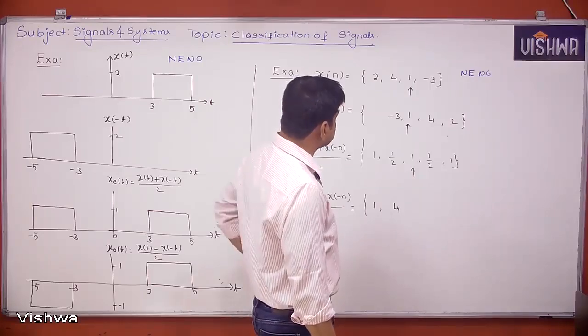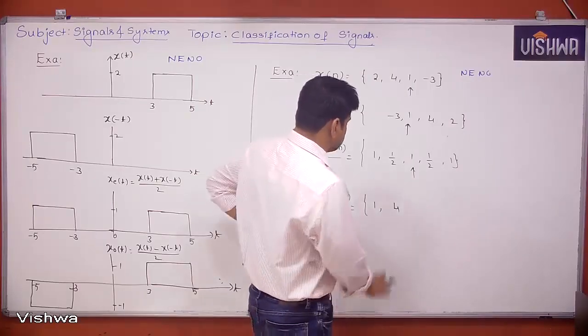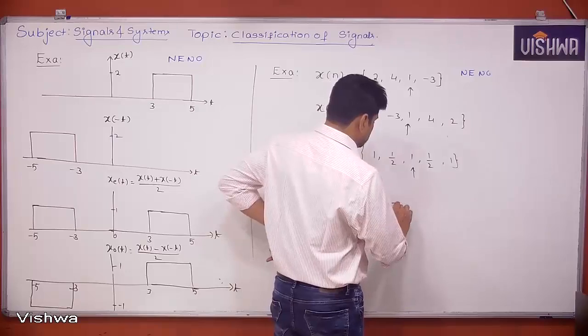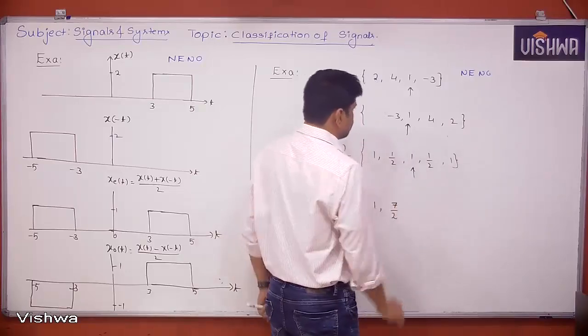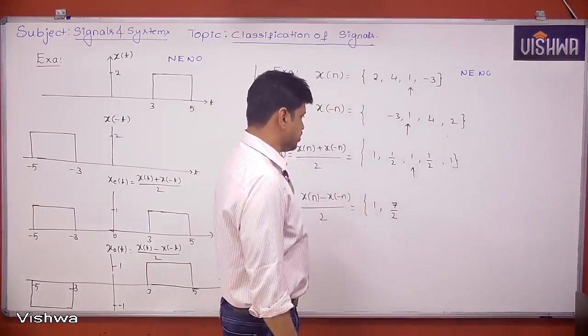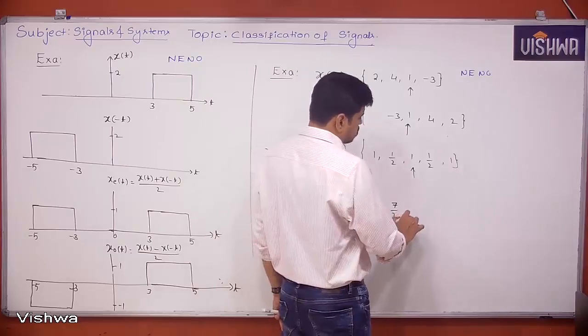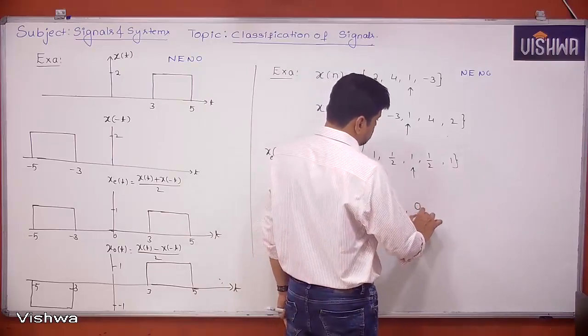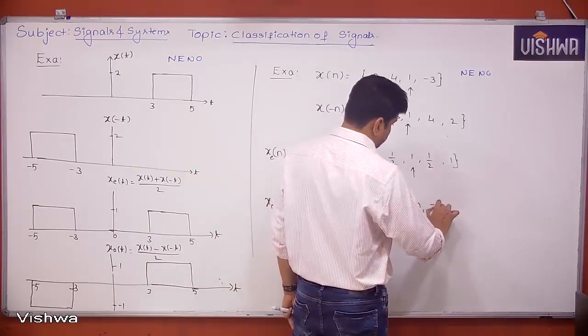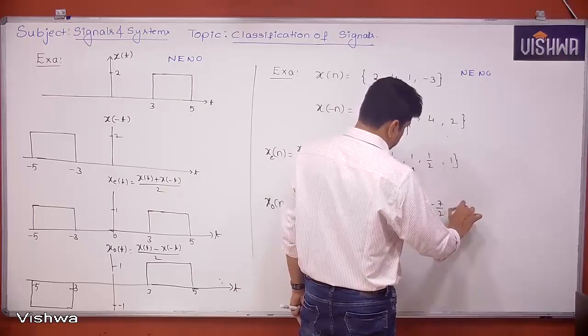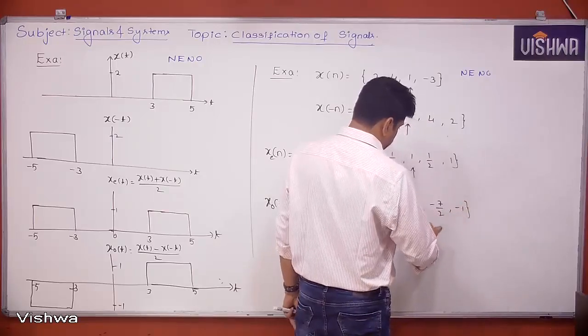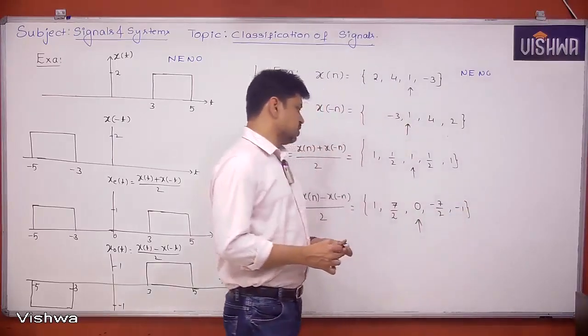Second, sorry, 7 by 2. 4 plus 3, that is 7 by 2. Next 0. Next minus 7 by 2, minus 1. This is the odd signal.